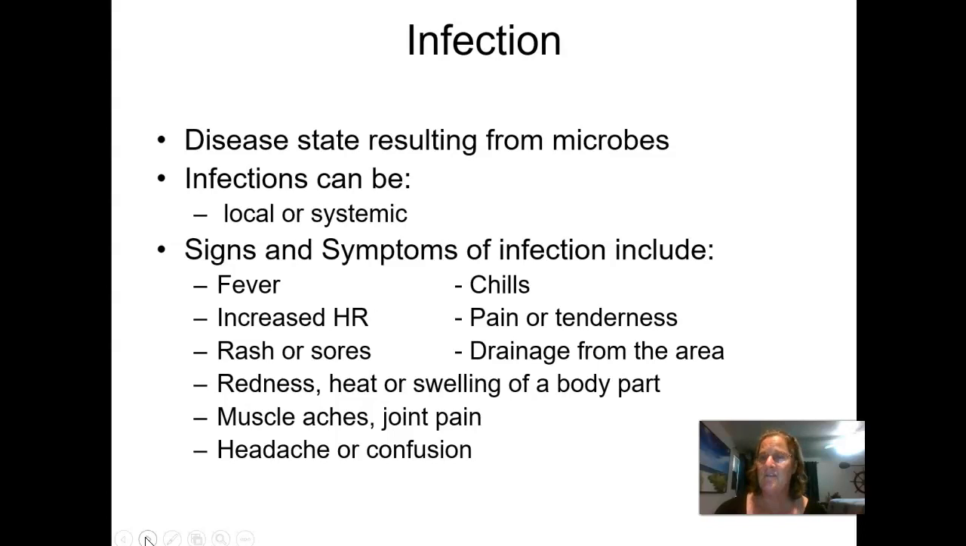A systemic infection is when that infection is going to get into the bloodstream and it's going to get carried to the rest of the body. So you'll see fevers, increased heart rates, you might notice rashes, muscle aches, joint pain, headaches, chills. Those are some of the signs that that infection has actually become systemic. It's gone in and throughout the body.